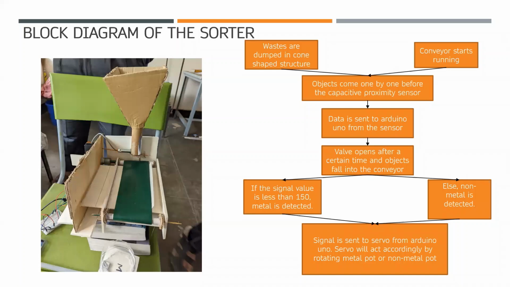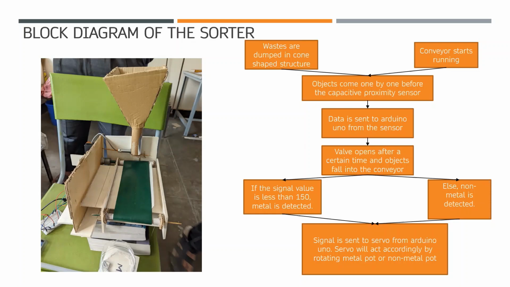Hello, I'm Ahnaf Shahriar. We now look into the block diagram of the sorter. In this project, we are sorting the waste into 2 categories, which are metal and non-metal. For efficient sorting, we built a structure comprised of a cone-shaped cylinder with valve, conveyor belt, capacitive proximity sensor, and a rotating bin mechanism. We can see the setup on the left.